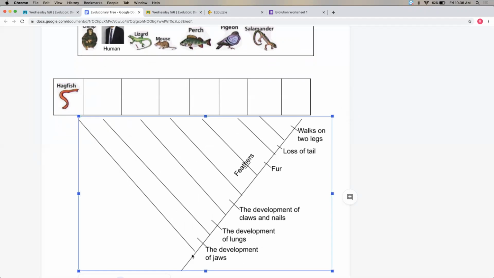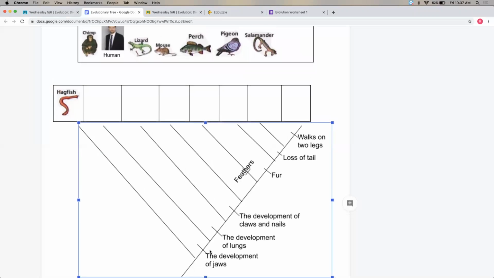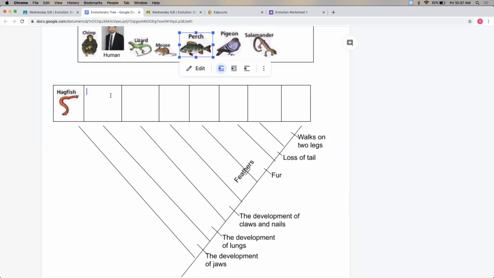Now, this original creature branched, right? This is evolutionary deviation. Some of them went and became hagfish. They kept all the traits. The other ones went someplace else and developed a new trait, development of jaws. So, what would have jaws but does not yet have lungs? The only thing up here without lungs would be a fish. So we would drag that over.